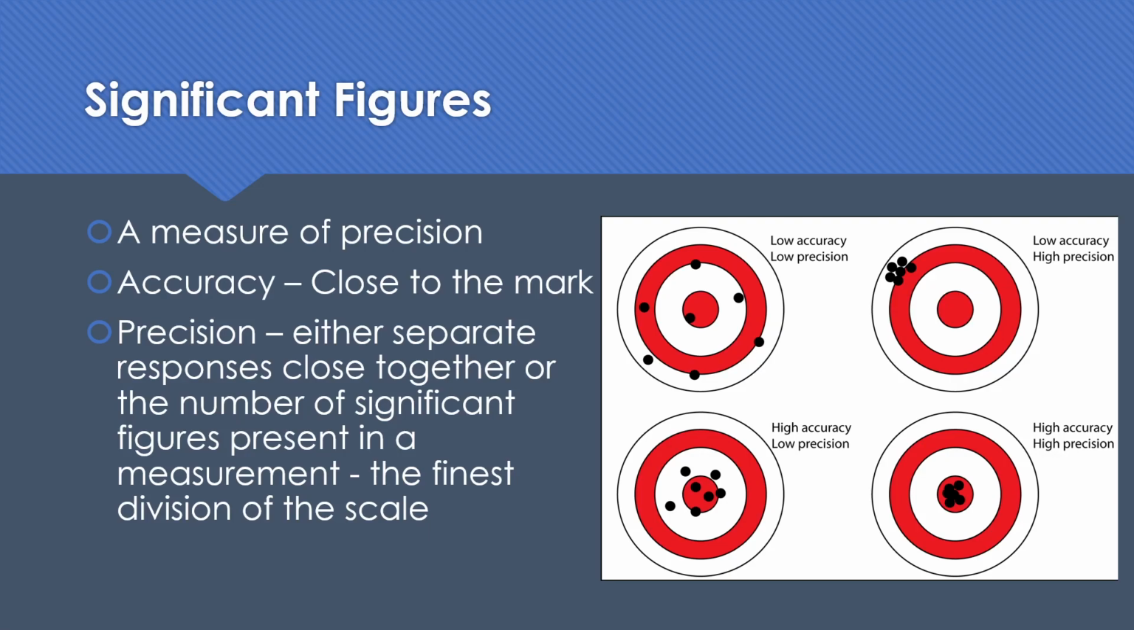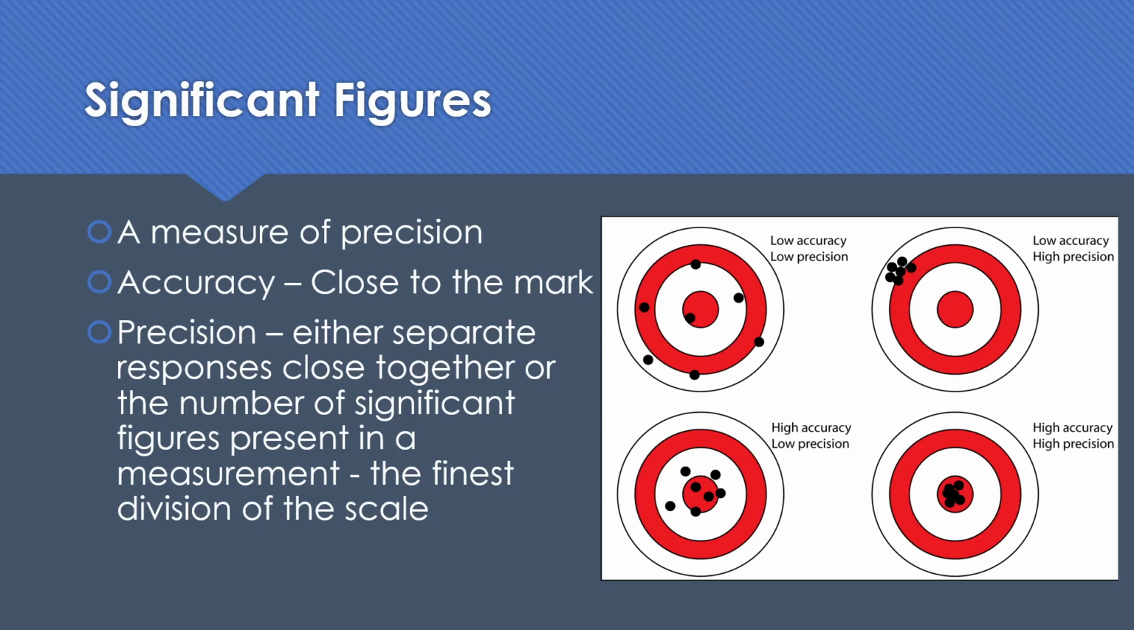So in the first way of defining precision, we have this dartboard analogy, which you might have seen before, where you can have low accuracy and low precision, where I'm just kind of hitting all over the dartboard, low accuracy and high precision, where I'm way off the mark, but all my shots are really close together. You can also have high accuracy and low precision, where I'm close to the mark, but my answers aren't close together. But what you really want is high accuracy and high precision.